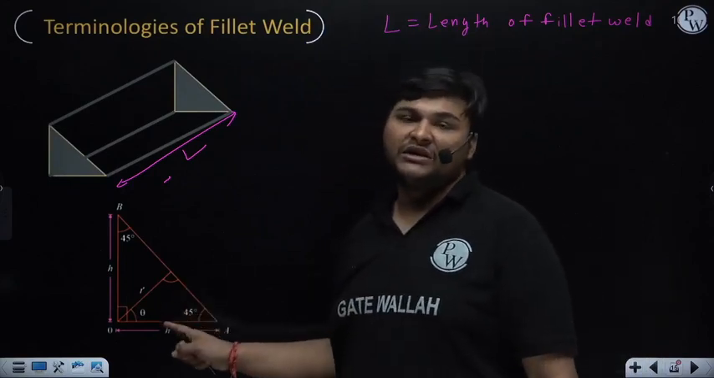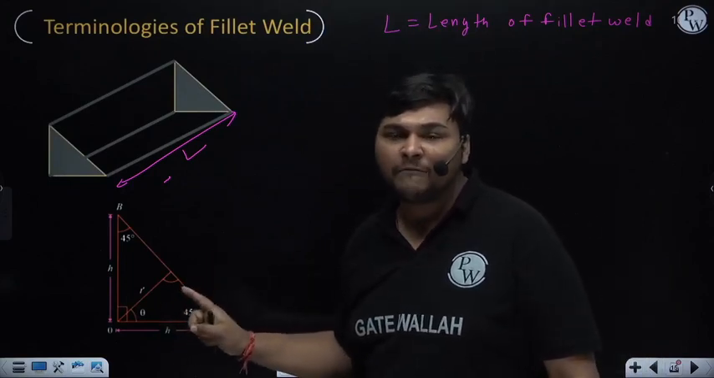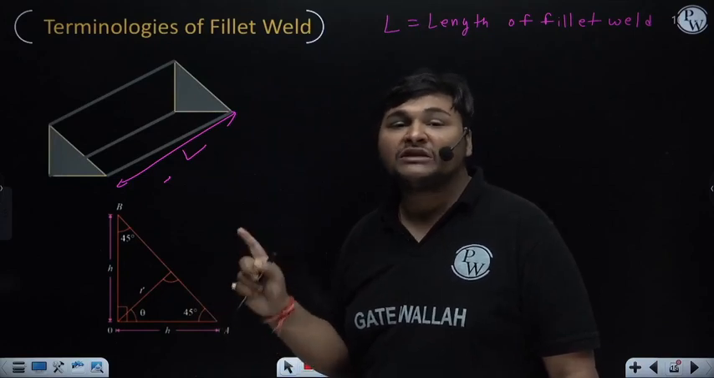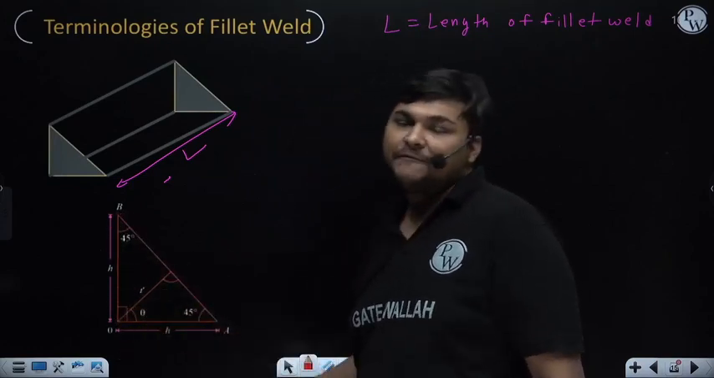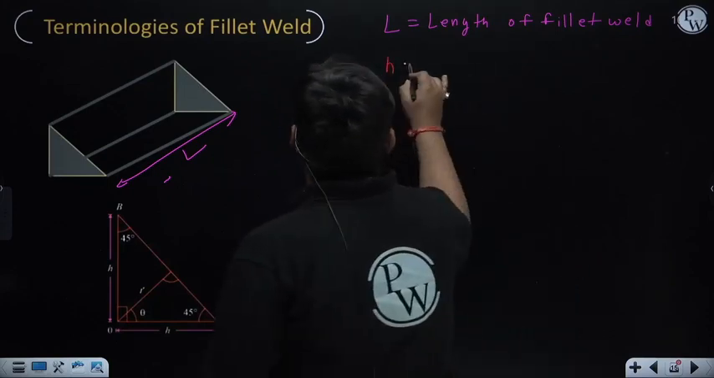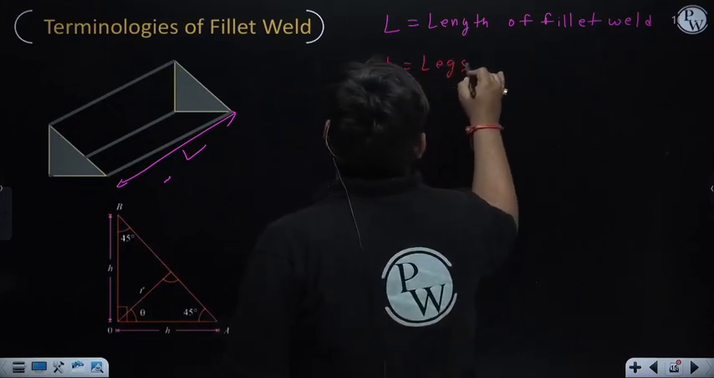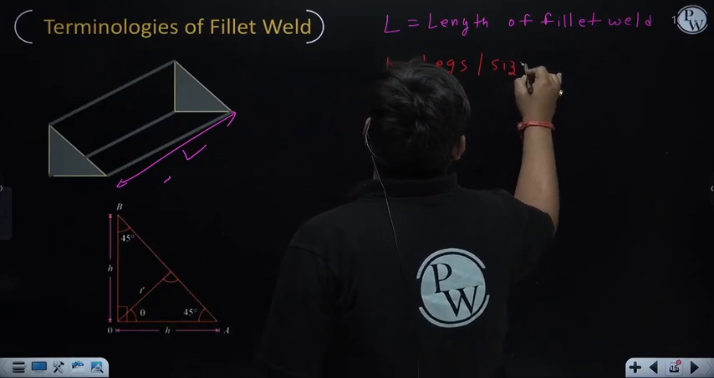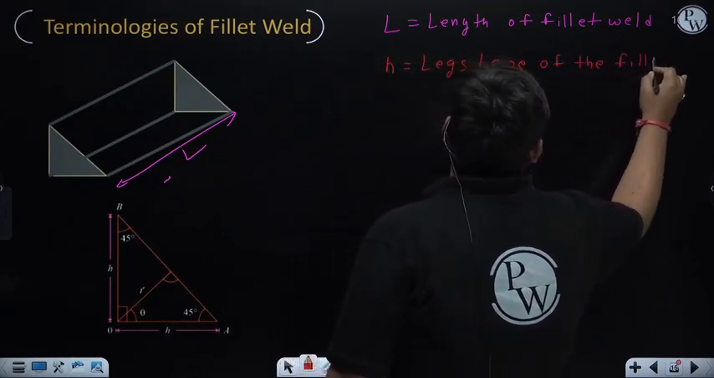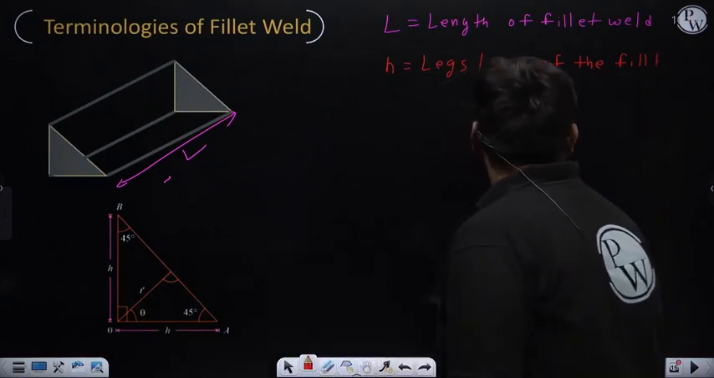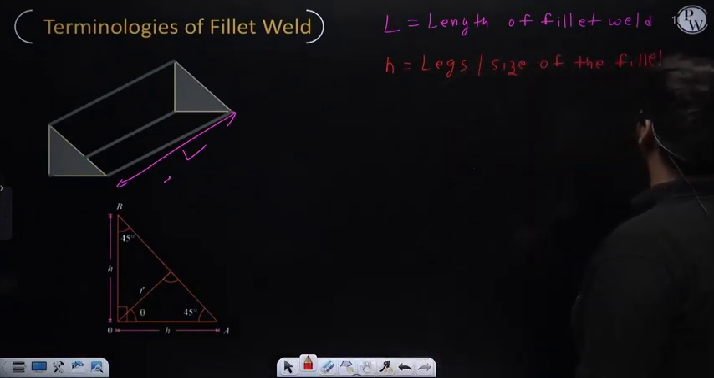It is the standard notation to denote the leg. So whenever I say leg or size of the weld, I am talking about this thickness, which I am denoting as H. So in this diagram, what is H? It is the leg or size of the fillet weld.